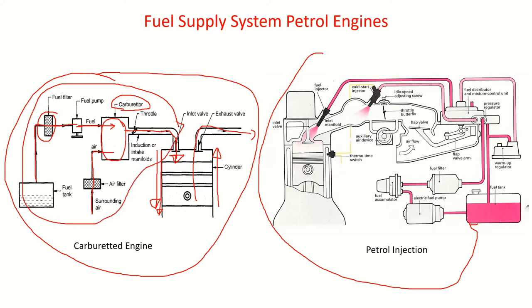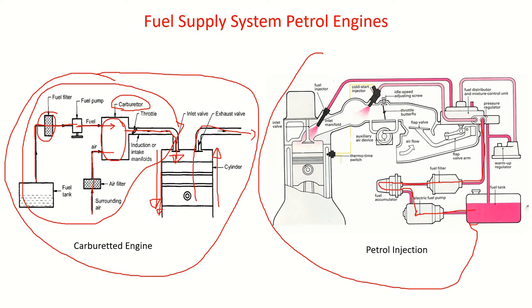Okay. In this figure, what I have shown is, instead of a carburetor, we have fuel injection system to supply the fuel. Here again, you can see, we have the fuel. Then we have a fuel pump. Then gets into the fuel accumulator. Then that fuel passes through the fuel filter. Then it enters into fuel distributor mixture control unit.